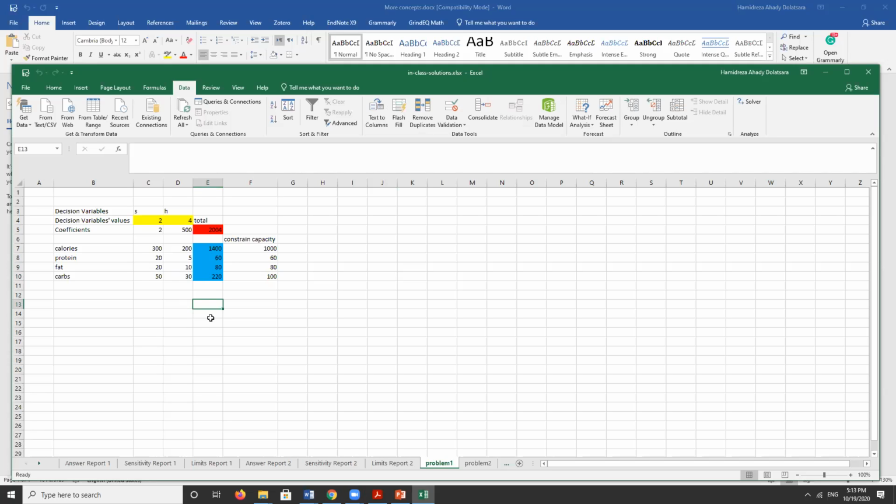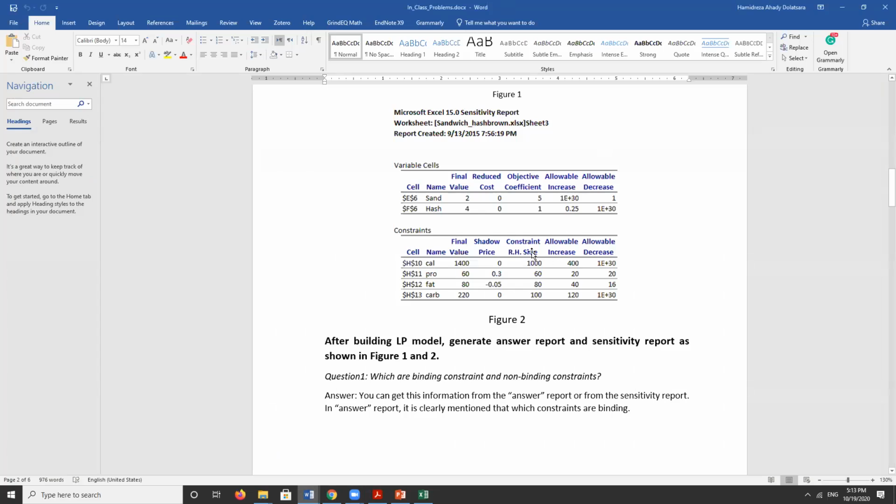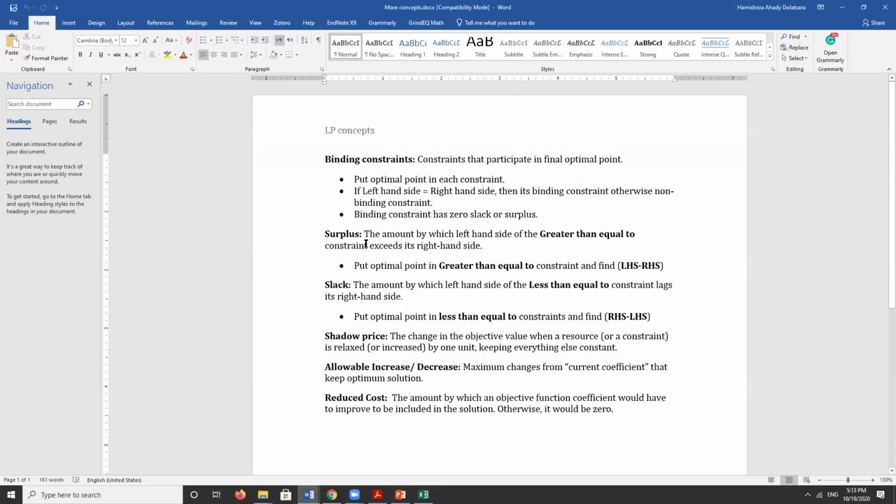Okay, anyway, that's for today. I think I taught too much, and it's the first time you are exposed to so many new things. You have seen that you can use software for solving the problems. Also, we reviewed some concepts like binding constraint, surplus, slack, shadow price, allowable increase, decrease, and reduced cost. Today we didn't have any example for reduced cost.